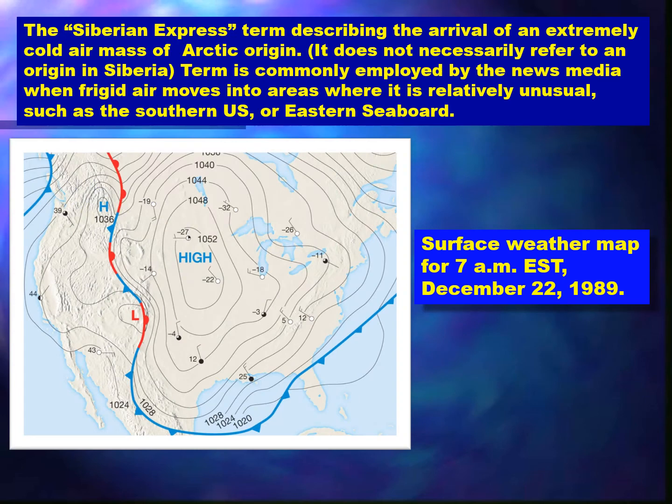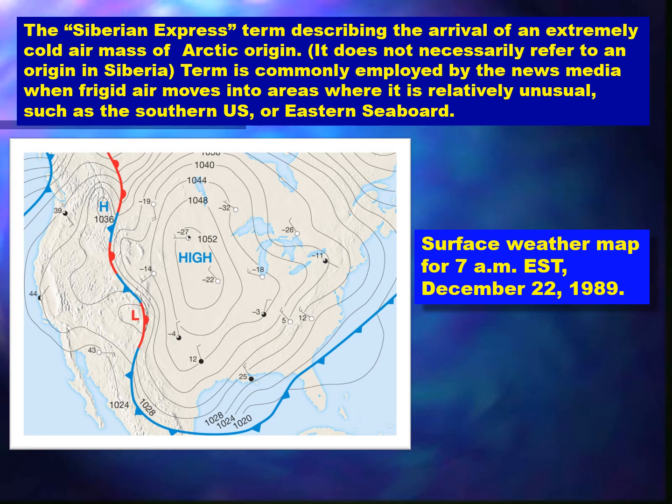Okay, so Siberian Express, this may possibly be an extra credit question on the second exam. This goes back to 1989. My goodness, look at that cold front. That cold front is dipping way down into the Gulf of Mexico. This is evidence of the jet stream dipping far south. So the Siberian Express, this occasionally happens.